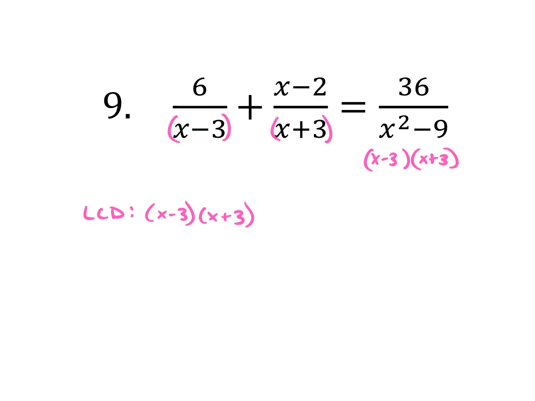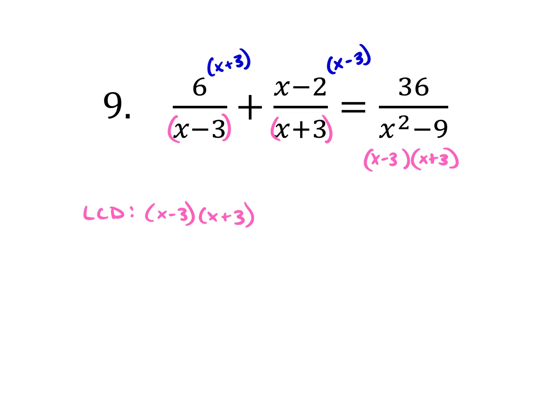If it lists twice, you don't have to write it twice for your least common denominator. Now we're multiplying everything by our least common denominator, but what actually gets multiplied is what's missing. So what would our first one get multiplied by? X plus 3. What would the second one get multiplied by? X minus 3. And what about the third one? Nothing, because it's not missing anything. It's got both of the terms.